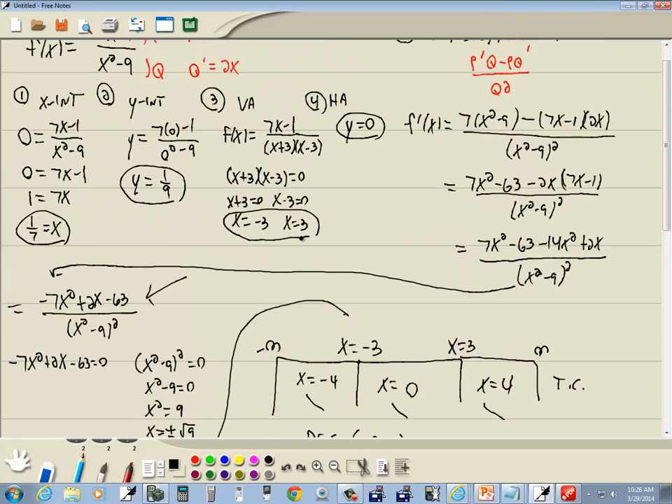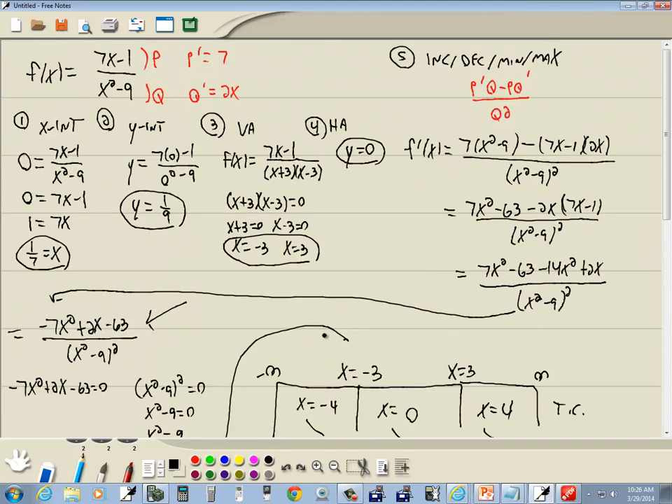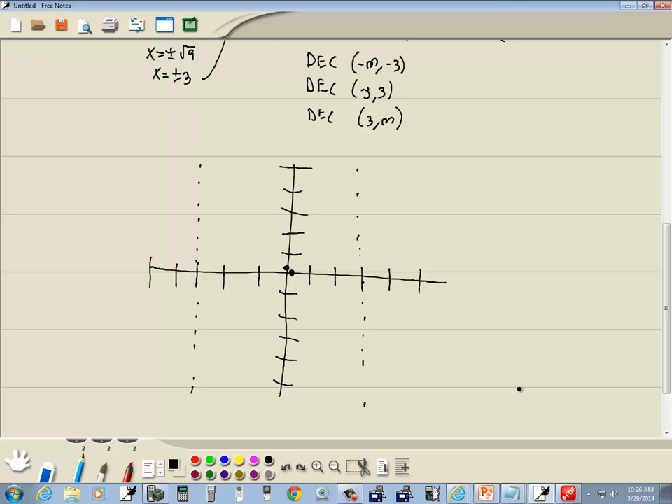Okay, vertical asymptotes are negative 3 and 3. So negative 3 and 3. Horizontal asymptote is y is equal to 0. Like that. Okay, decreasing everywhere.